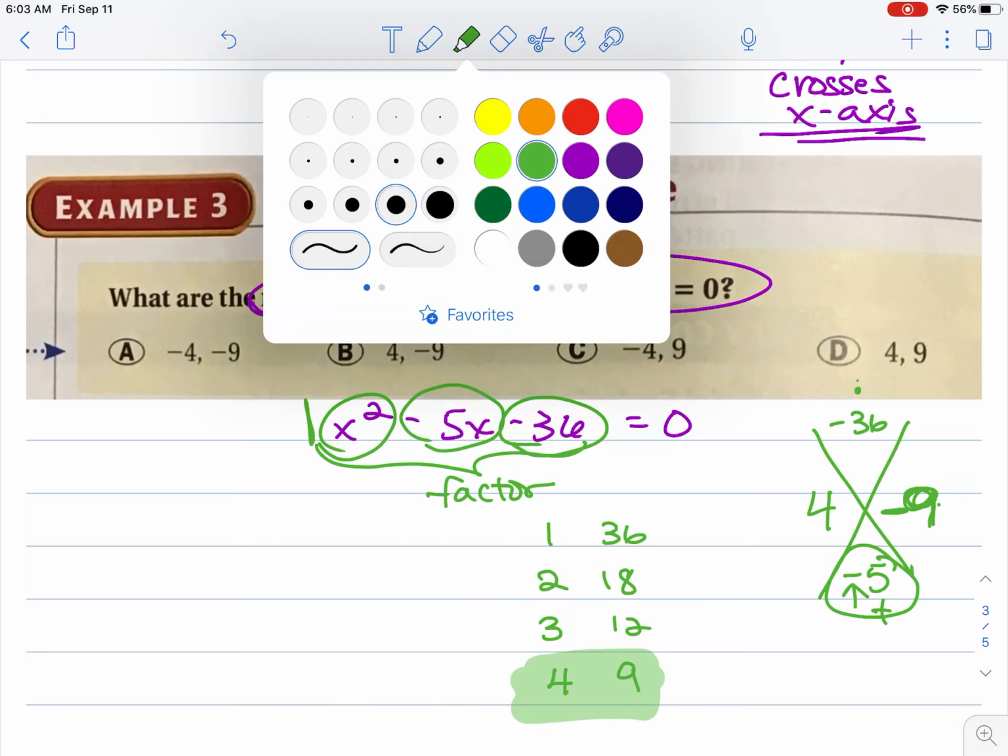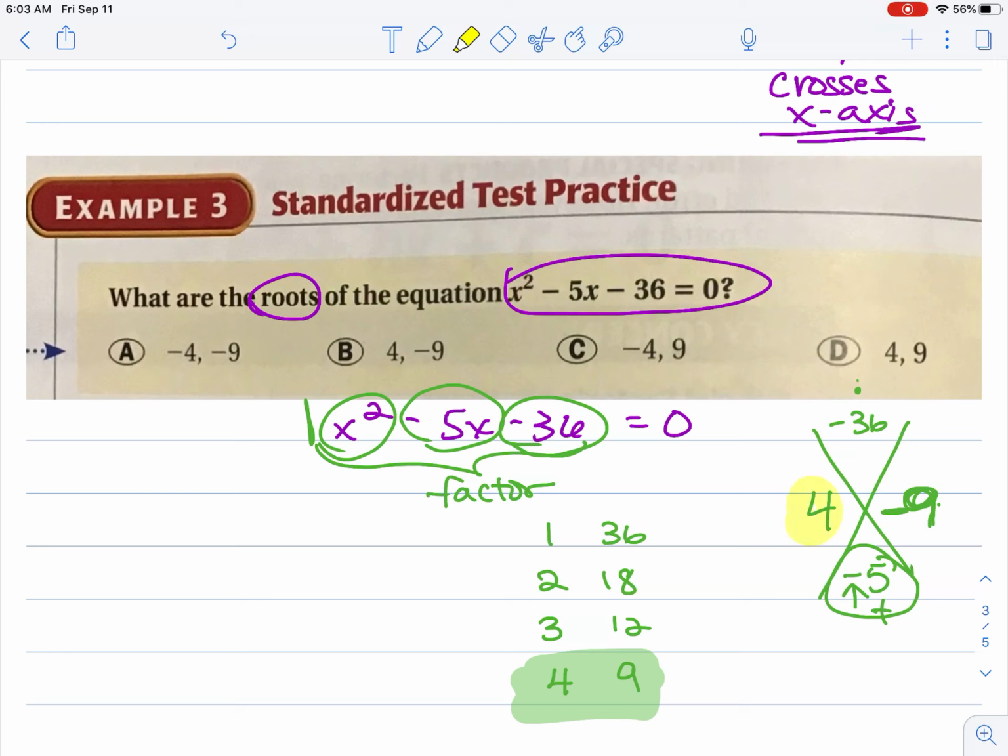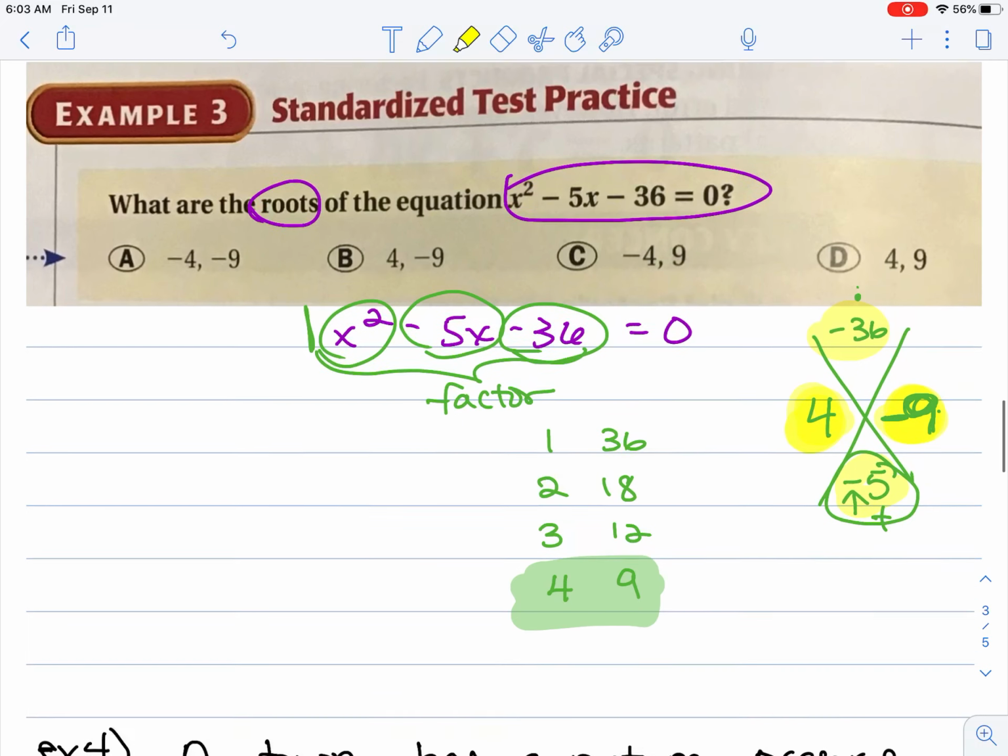And let's check it. 4 times negative 9 is negative 36. That's good. How about 4 plus negative 9? It is negative 5, and that works out as well.